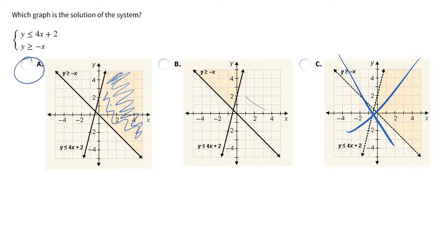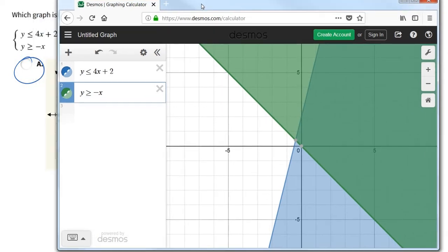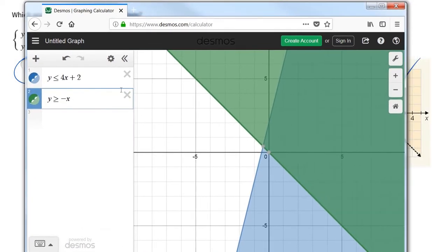Okay, and again, you could choose a point out here, test it in both of them, see if it would work. Let me show you something else though. No reason to miss a question like this ever. Desmos.com, right? Worst case, you could go graph it. So I've already typed them in here just to show you. So there's the two equations.